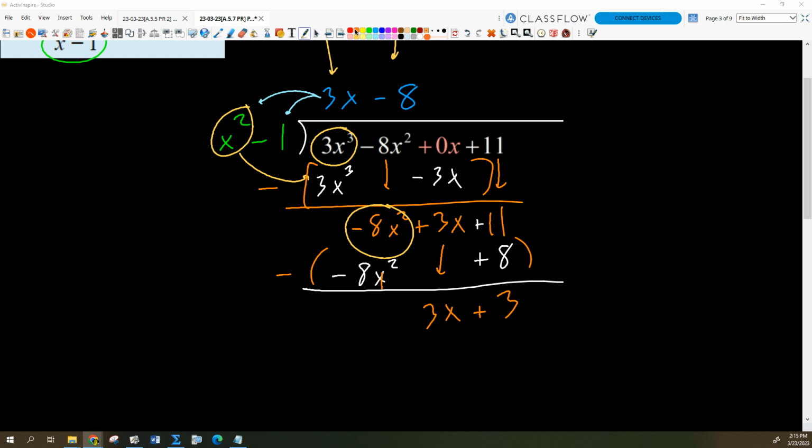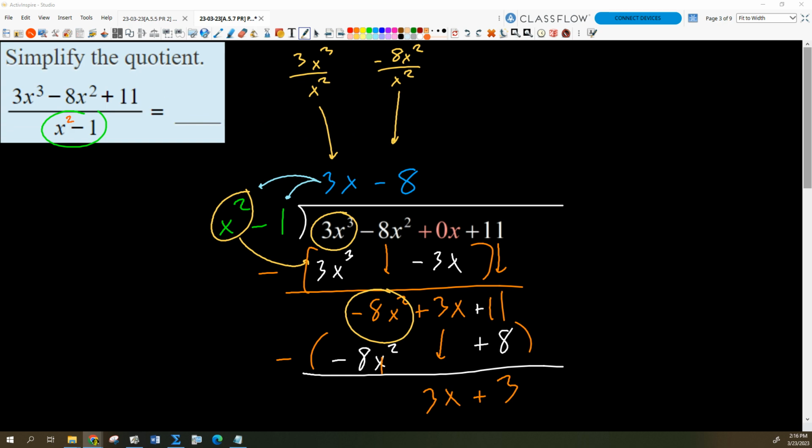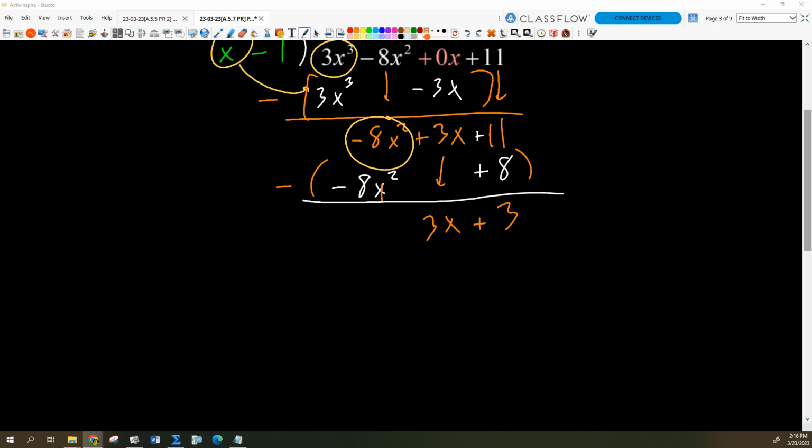Now in the last step, they were equal, which is fine. Negative 8x squared divided by x squared, they still divide in, the x's cancel. But as soon as I get down to x to the 1 here, I'm done because I'm trying to divide x to the 2 into that. So this becomes our remainder, okay?